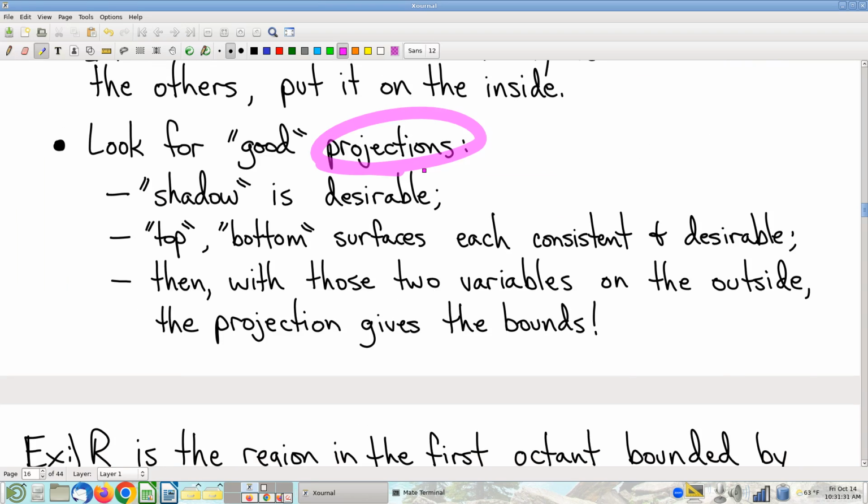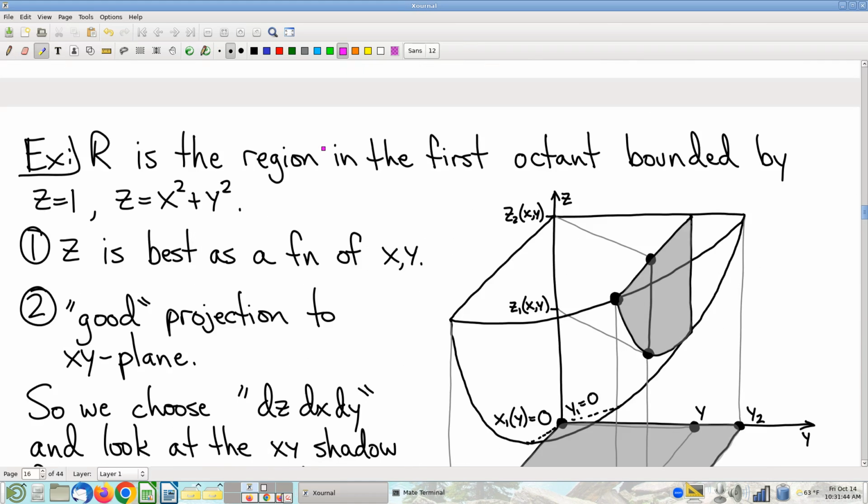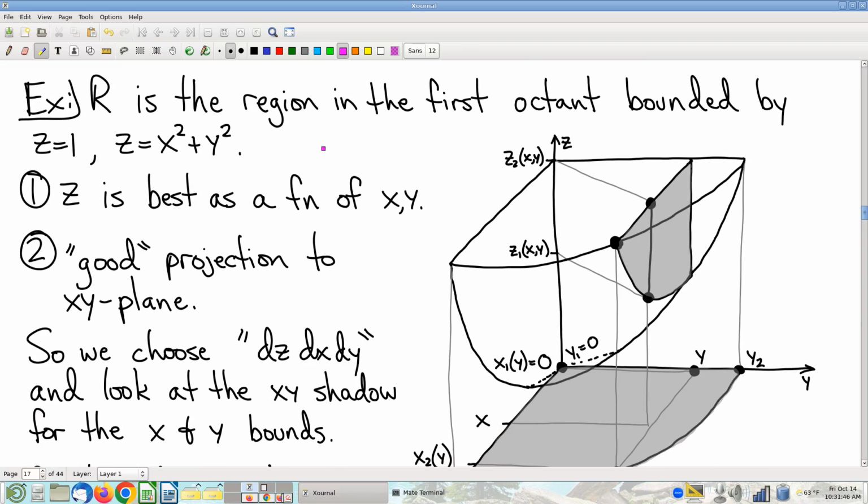It's a little bit of a weird conversation to have in the absence of an example, so I'm going to actually go through these ideas for what I mean by a good projection in the context of the example here on the next page. So let me start by setting up this example on the next page, and then we'll go back and talk about the projections.